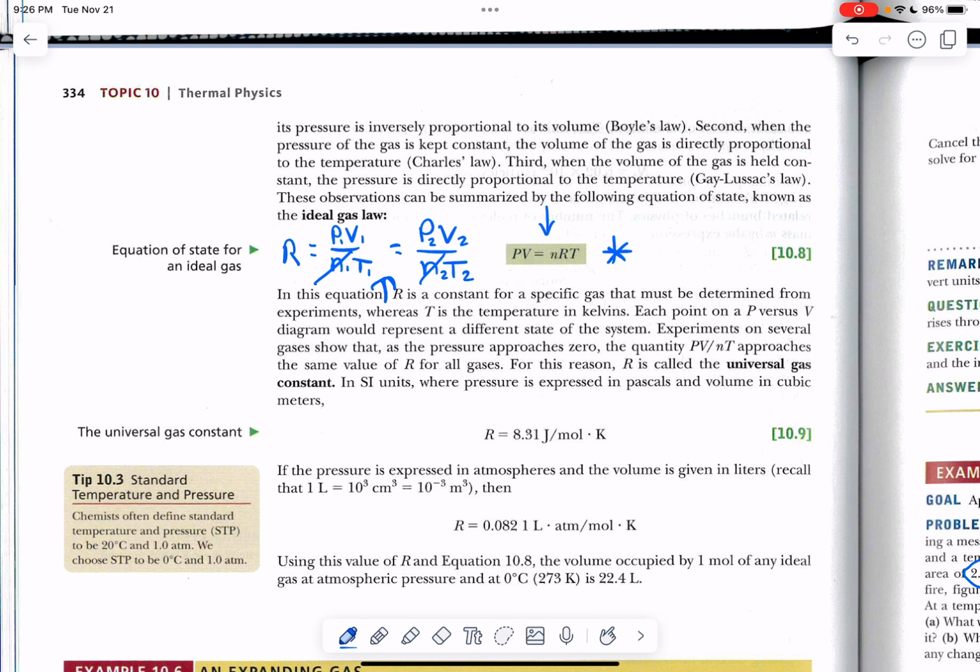Or Charles' law would have the pressure constant, and so the pressure would cancel out, and Charles' law would be V1 over T1 equals V2 over T2. R is the universal gas constant, and it depends especially on what you're going to use for pressure. If you're going to be using pascals for pressure, this is the constant you need to use. If you're going to be using atmospheres for pressure, you must use this constant right here.